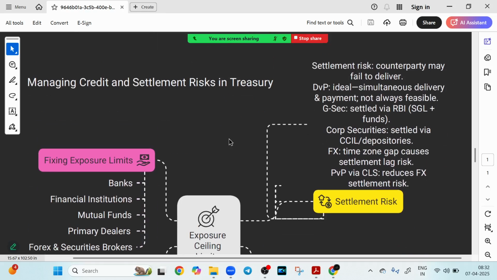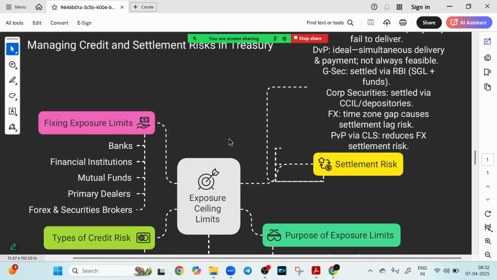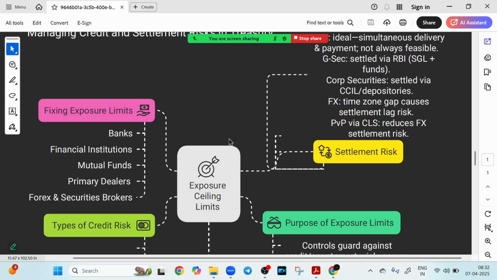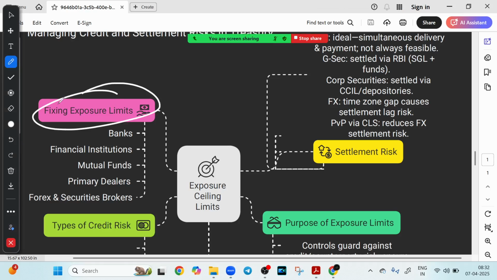Now friends, let's switch our attention to the next topic. Let's dive into managing credit and settlement risk in treasury. So friends, how do banks manage credit and settlement risk using exposure ceiling limits? It might sound technical, but don't worry, I have got you covered in the simplest way. The first thing is fixing the exposure limit, which means exposure limits are set to cap the risk for banks, financial institutions, mutual funds, primary dealers, and forex and security brokers. In short, any party your treasury deals with must have a well-defined exposure cap.